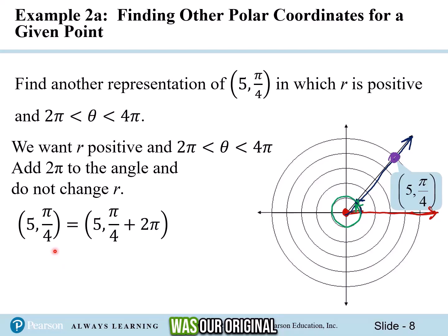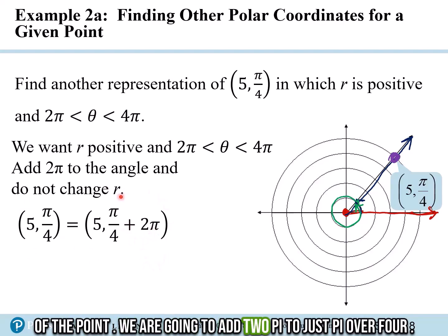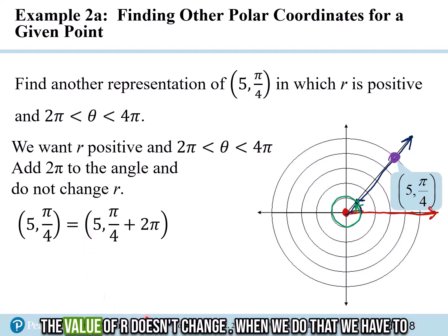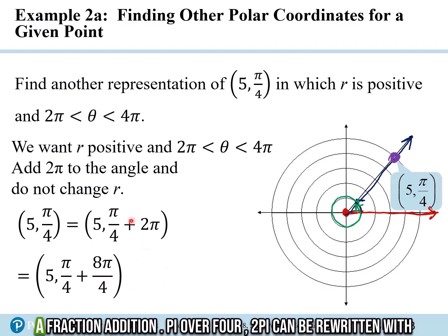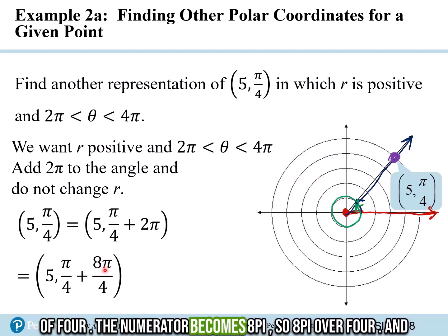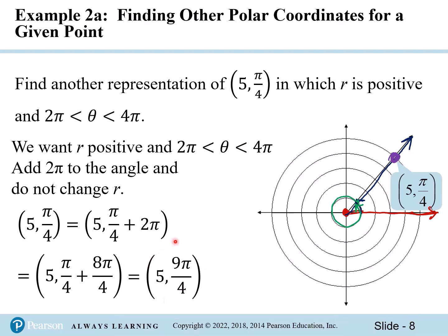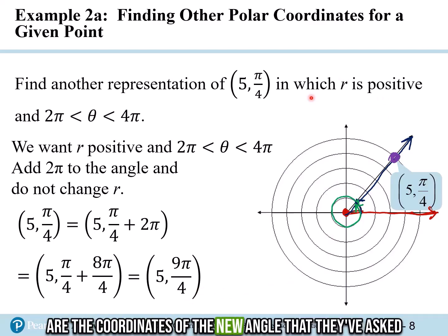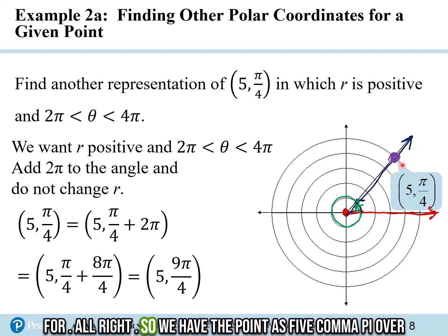So here's the process. 5 comma pi over 4 was our original coordinates of the point. We are going to add 2 pi to just pi over 4. The value of r doesn't change. When we do that, we have to, of course, perform a fraction addition. Pi over 4, 2 pi can be rewritten with a common denominator of 4. The numerator becomes 8 pi. So 8 pi over 4. And then once we perform the addition, 5 comma 9 pi over 4 are the coordinates of the new angle that they've asked for.